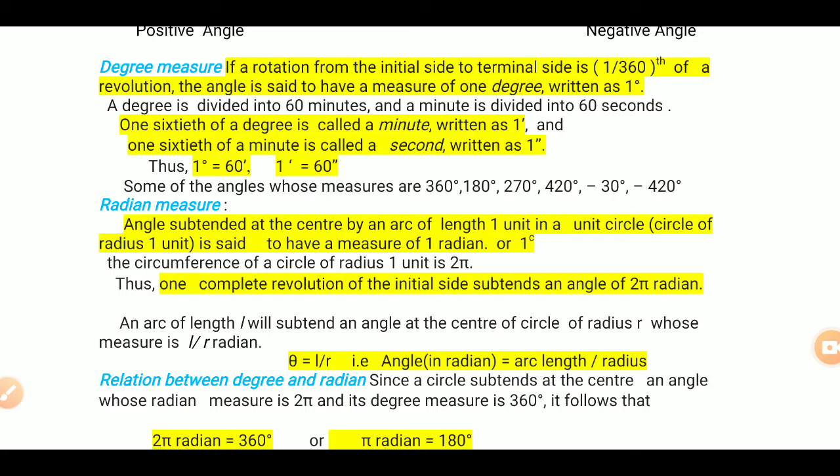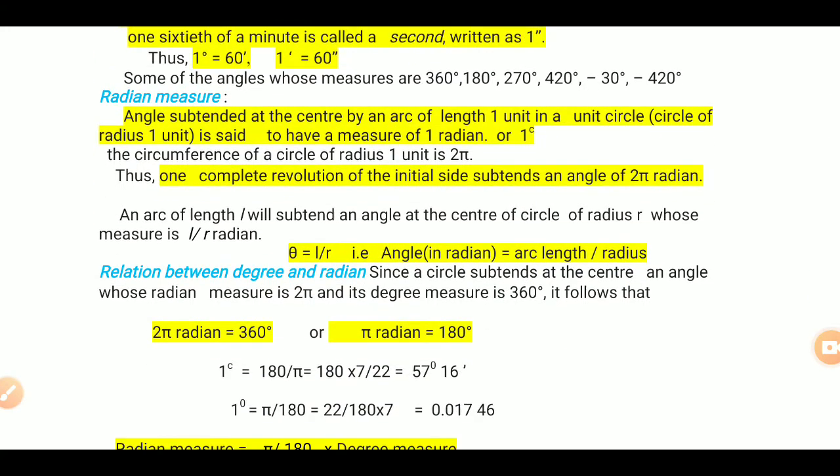An arc of length L will subtend an angle at the center of a circle of radius R, and that angle is measured by L upon R, where L is the length and R is the radius. Then theta is equal to L upon R. We can say angle in radian is equal to arc length upon radius.